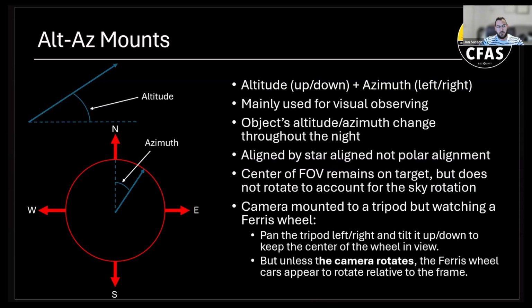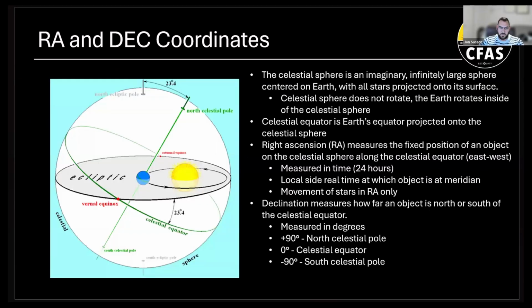Before I talk about that mount, let's talk about what right ascension and declination are, because I know that can get confusing. So let's look at this image. We have the Earth here, rotating around its axis, which is tilted at 23.4 degrees, and it's rotating around the sun. Now think of a sphere growing away from the Earth. It's an imaginary, infinitely large sphere centered around Earth, and every star, every object out in the sky that we can think of, is projected onto the sphere.